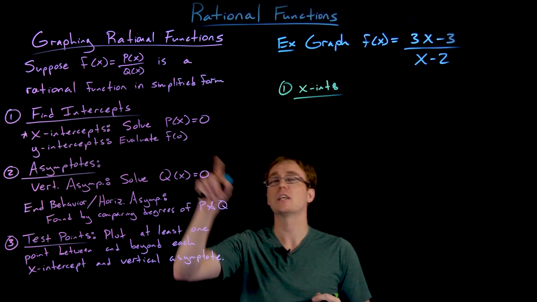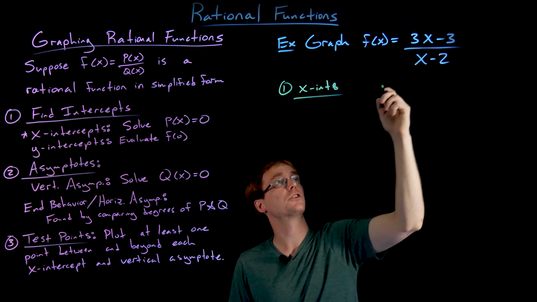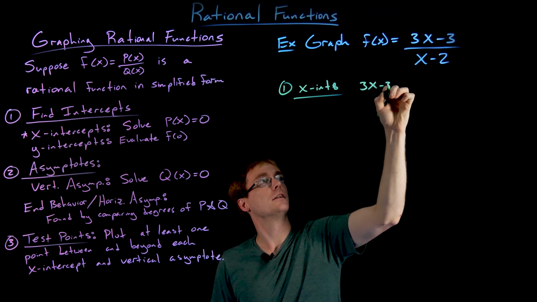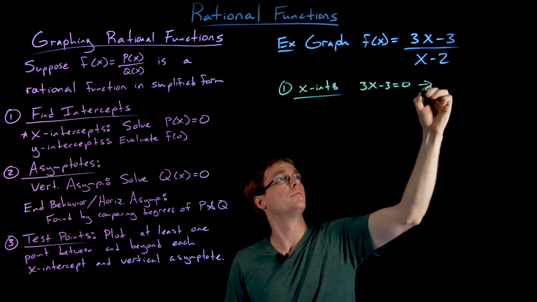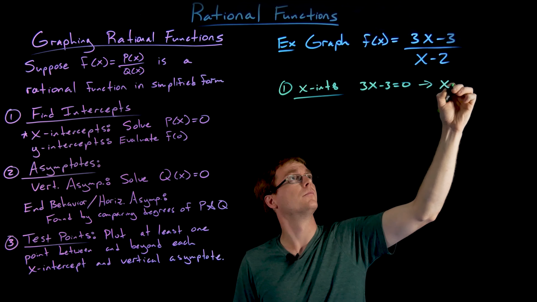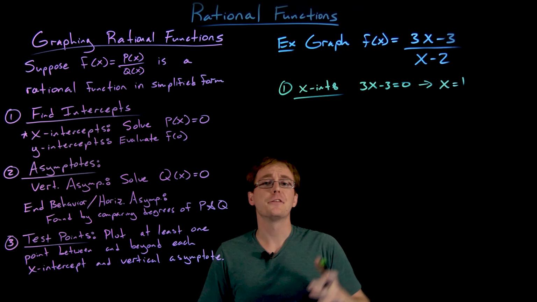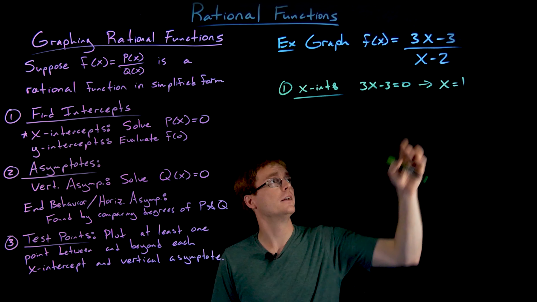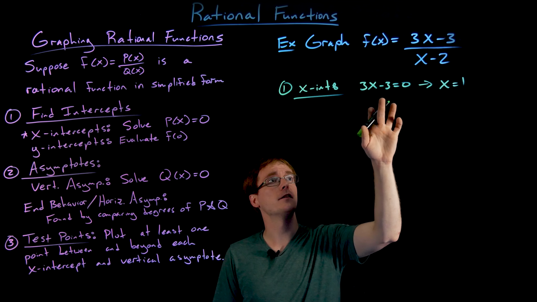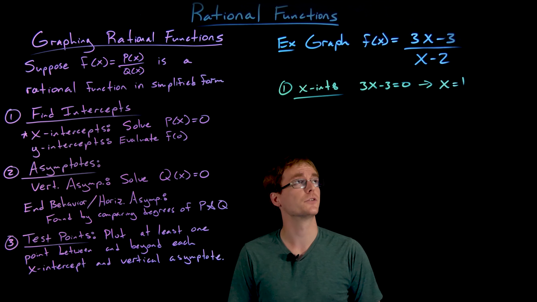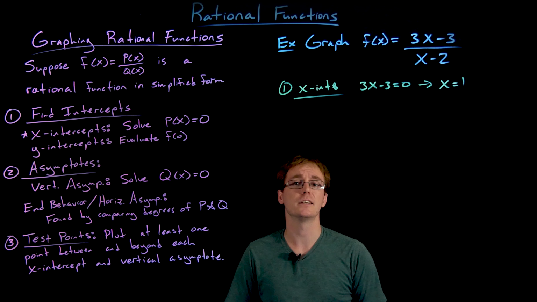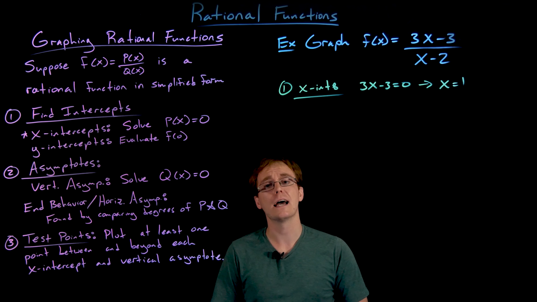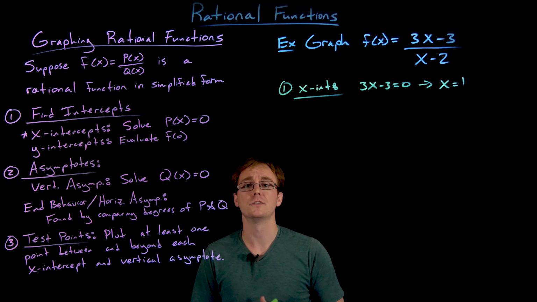To find the x-intercepts, we have to solve when p of x, or our numerator, is equal to 0. We just add 3 to both sides and divide by 3 to figure that out, or you could factor the 3 out. Either way, you should find that the solution to 3x minus 3 equals 0 occurs when x is equal to 1. So we know our x-intercept is at the point (1, 0).